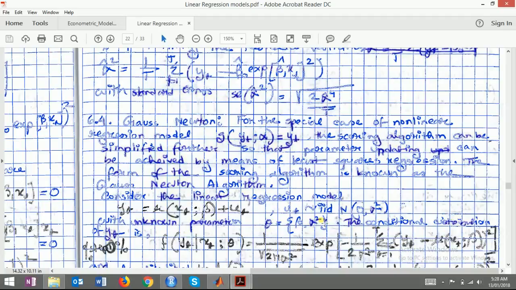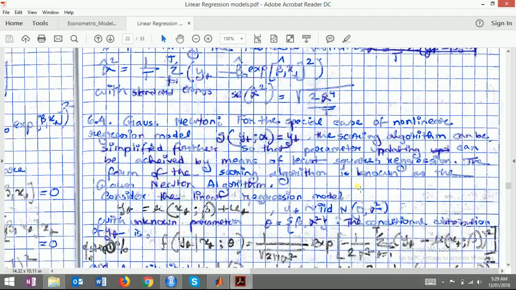Now we are going to move on to talk about the Gauss-Newton algorithm. For the special case of a nonlinear regression model, g(yt, theta) equals yt, the scoring algorithm can be simplified further so that the parameter updating can be achieved by means of least squares regression. So Gauss-Newton uses OLS regressions, and so the scoring algorithm we are trying to simplify further. The form of this scoring algorithm is known as the Gauss-Newton algorithm, which uses OLS indeed.